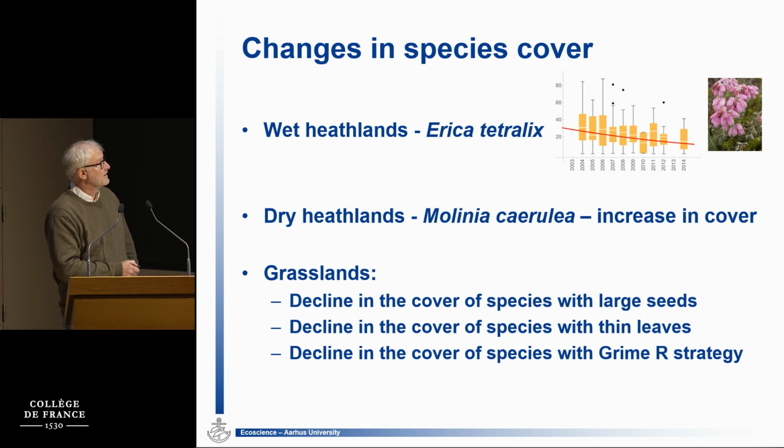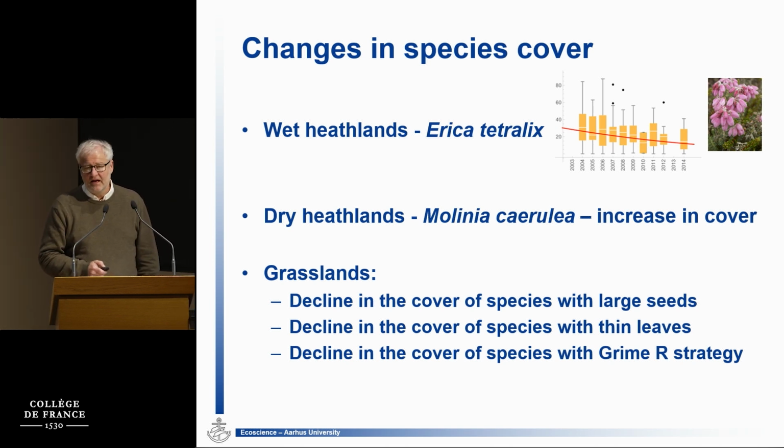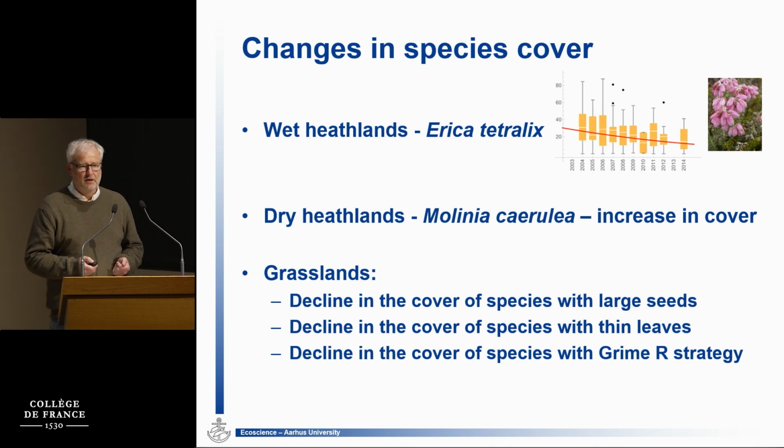On dry heathlands, we see that Molinia caerulea increases in cover. And that's a species we're a little bit concerned about, which is associated with nitrogen deposition.